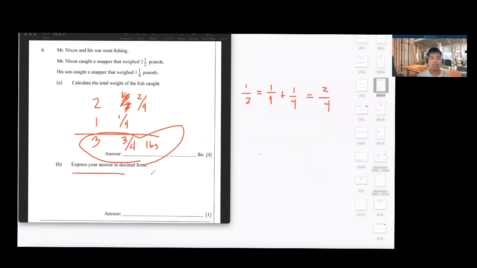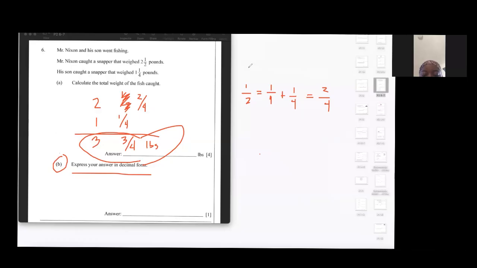Then express the answer in decimal form. So what is the answer here, Malia, Madison? Letter B. What do you think is the answer, Malia? Do you know the answer? I'm working it out. 0.6, yeah, for B. What is 3 3/4 in decimal form? 3.6.